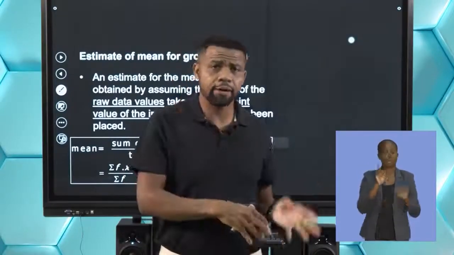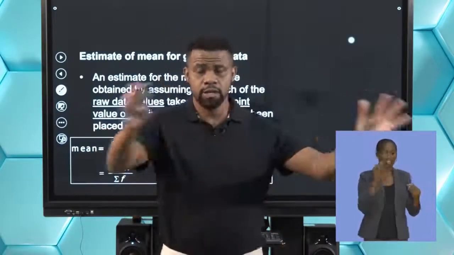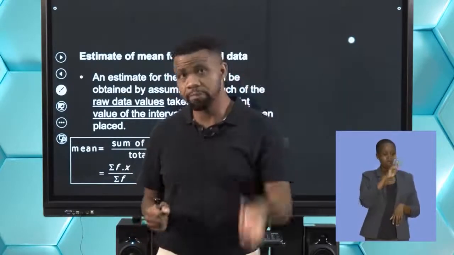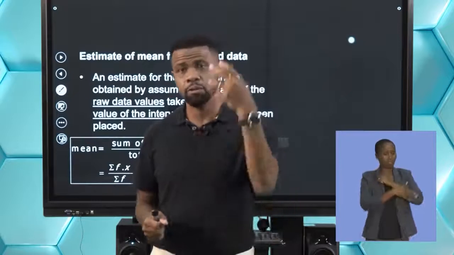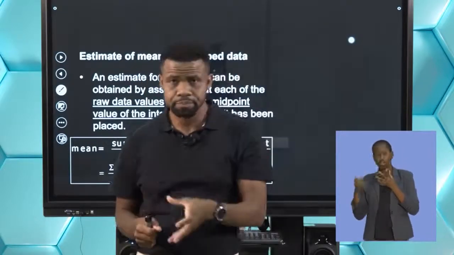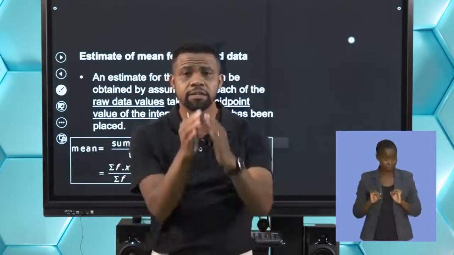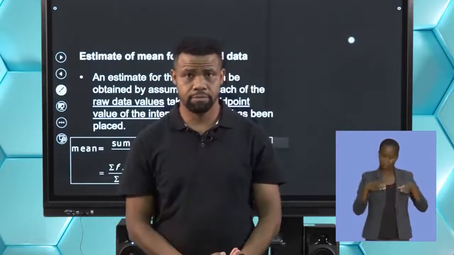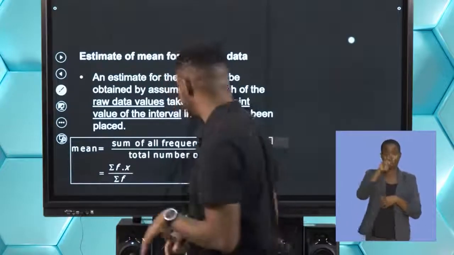So what we had was raw data, the actual data given to us. We knew this country's population was 3.6 million. We knew that this country's population was 50-something million. But what if data is grouped in a table? How do we calculate the mean? Let's look at how we do that.